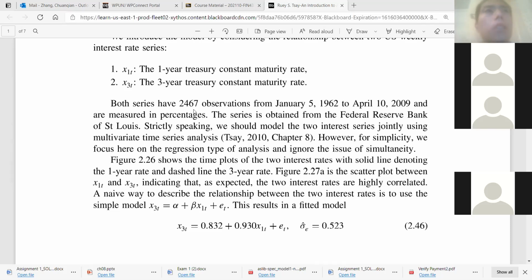Okay, so 2,467 days, right? That's the time series. Another dimension is the cross section, meaning one year, three years. So we have two different variables on the cross section. You could name other fields like GDP, oil price, housing price, whatever. This data is interesting: the time series is much longer than the cross section. In the cross section you only have two variables, but in the time series you have over 2,000 observations.